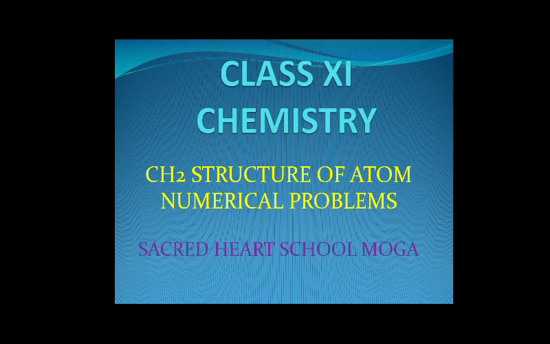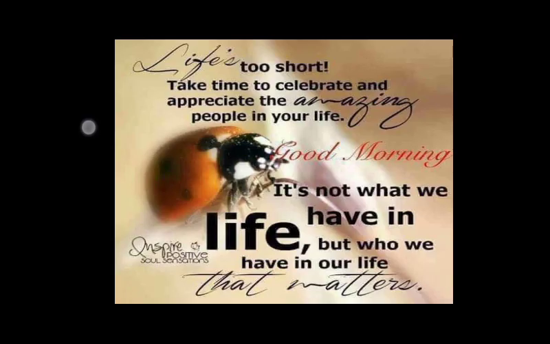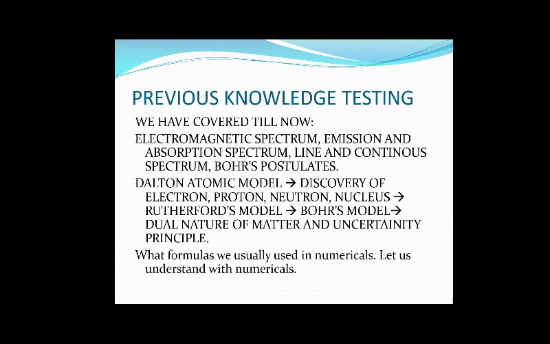Today we are going to practice the numericals based upon the formulas which we have done already. So here let us revise what we have covered till date. We have completed electromagnetic spectrum, emission and absorption spectrum, line and continuous spectrum, Bohr's postulates, discovery of electron, proton, neutron, nucleus, Rutherford model, Bohr's model, and the dual nature of matter, that is the de Broglie relationship, lambda is equal to h upon mv. I hope you remember it. And the uncertainty principle, that was delta x into delta p equal to or greater than h upon 4 pi.